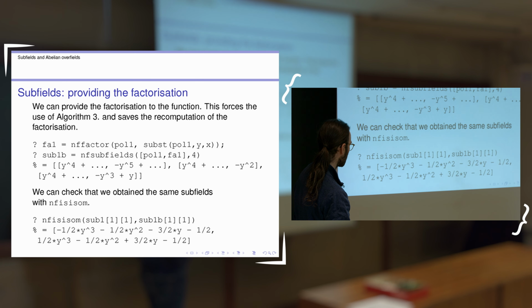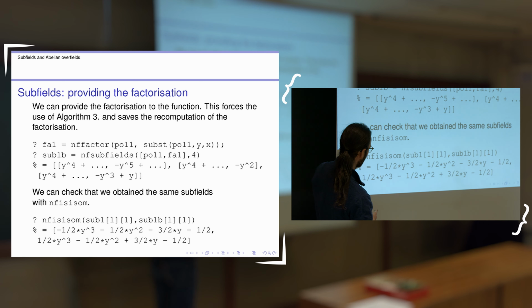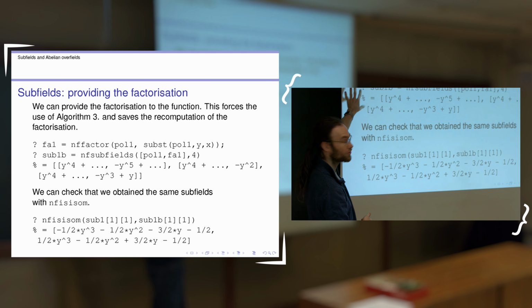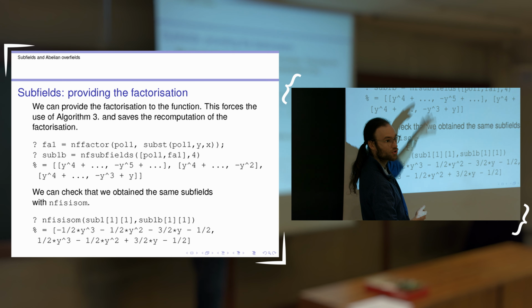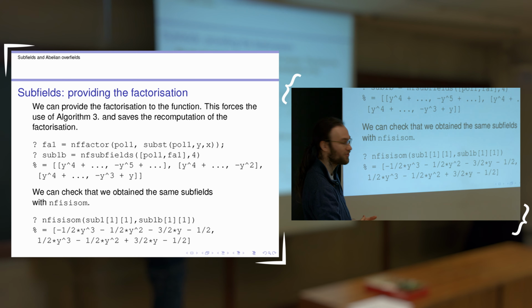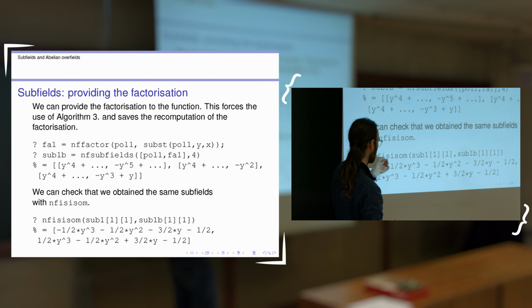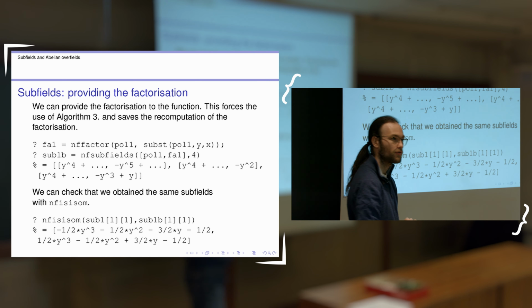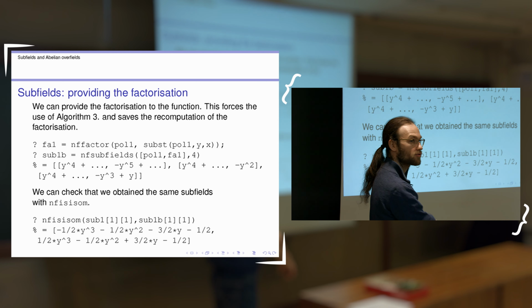Okay, and just as a check, we see that here we use the different algorithm as the first call for these subfields. So we get different defining polynomials for hopefully the same subfields, and so we just check that with nfisisom. Maybe I give you a few seconds to try these functions as well.